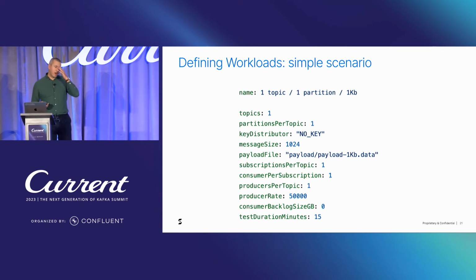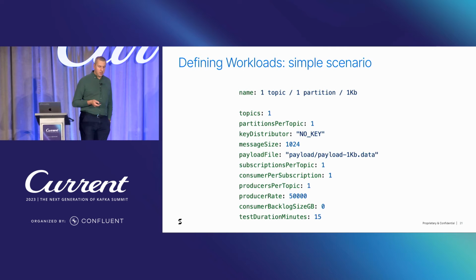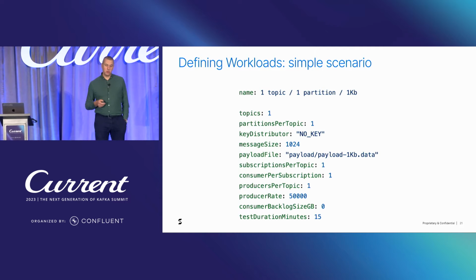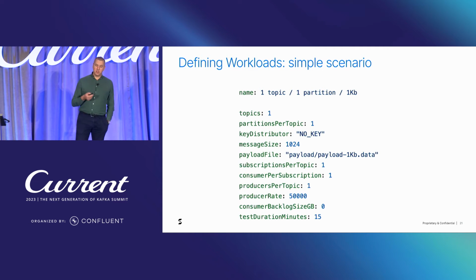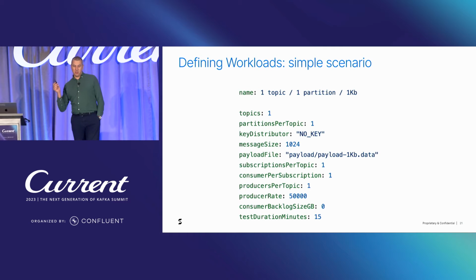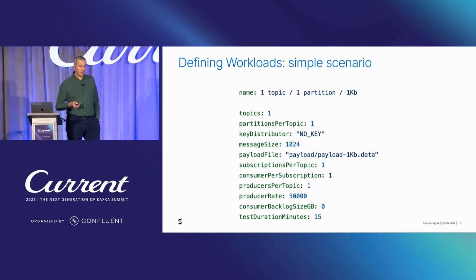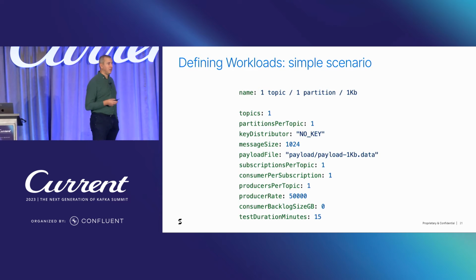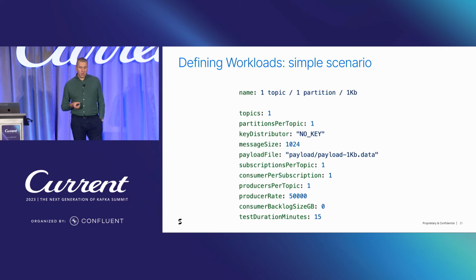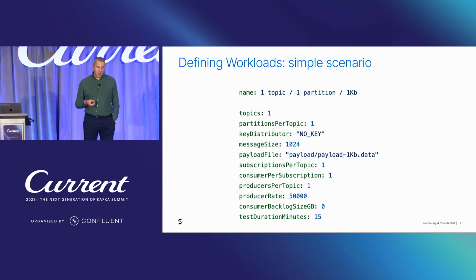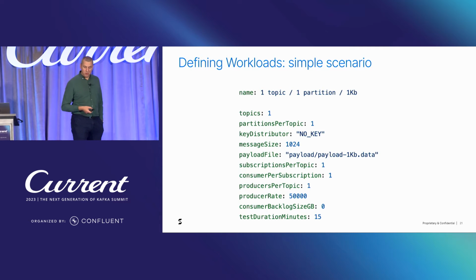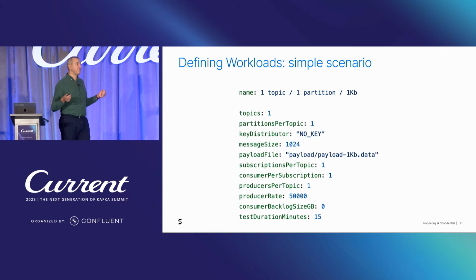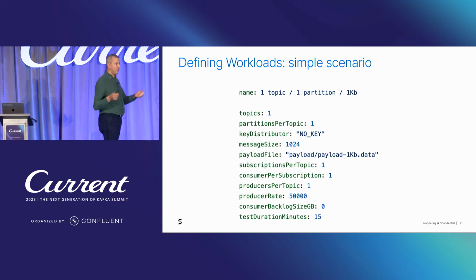And this is, for example, how you define a workload. This is a very simple scenario. You define how many topics you want to use, how many partitions per topic, and whether you want to use a key distributor or not. With no key, messages will have no key attached, but you can also have a distribution on some key cardinality that you can configure. Then message size with some payload examples, and how many subscriptions per topic. If you increase that, it means you're doing fan out and dispatching multiple copies of the data, for example 1x out and 3x out.